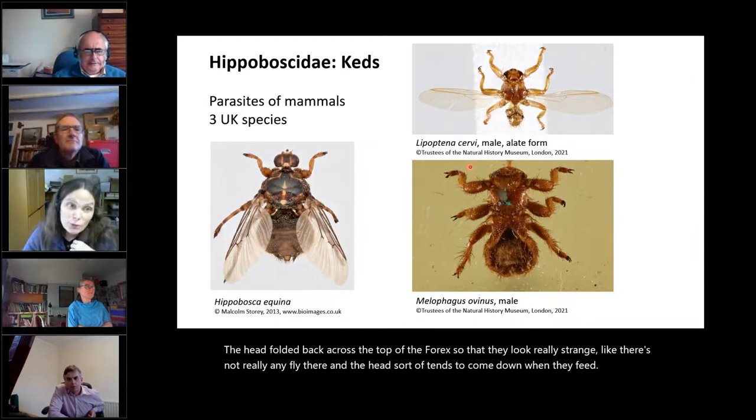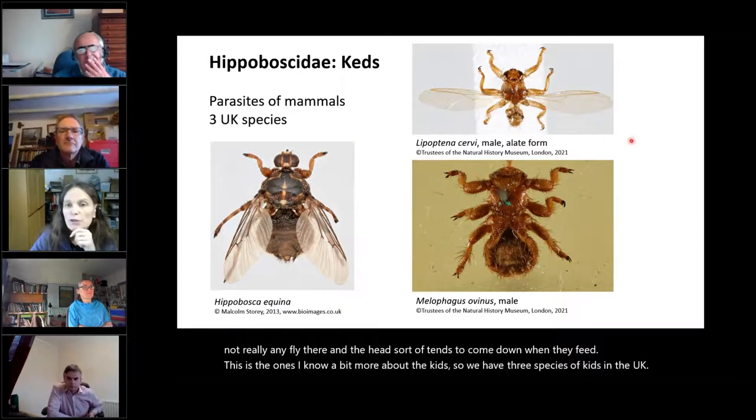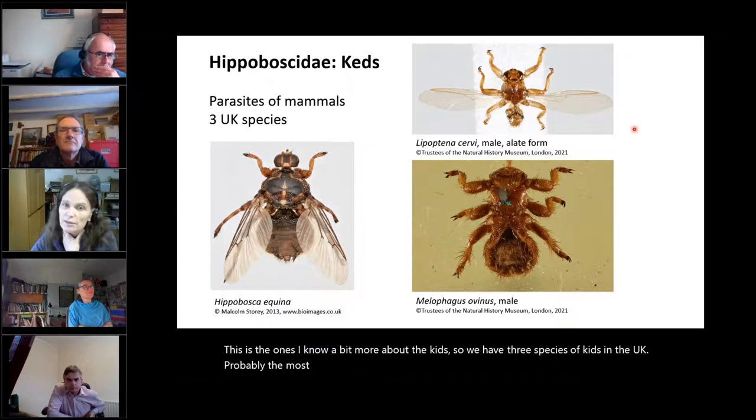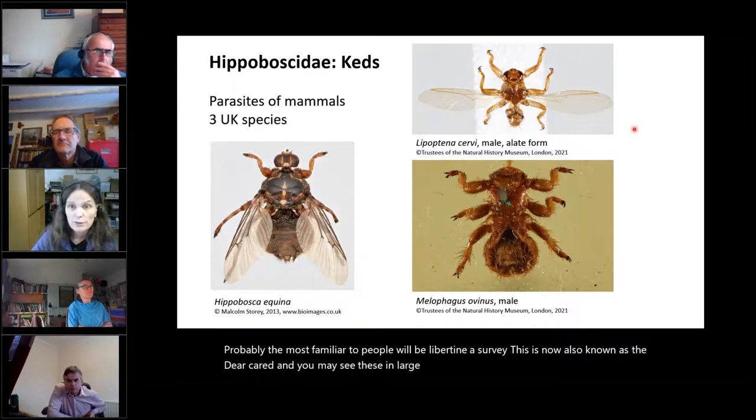These are the ones I know a bit more about, the keds. So we have three species of keds in the UK. Probably the most familiar to people will be Lipoptena cervi, also known as the deer ked. And you may see these in large swarms, probably found throughout the country, anywhere there are deer.